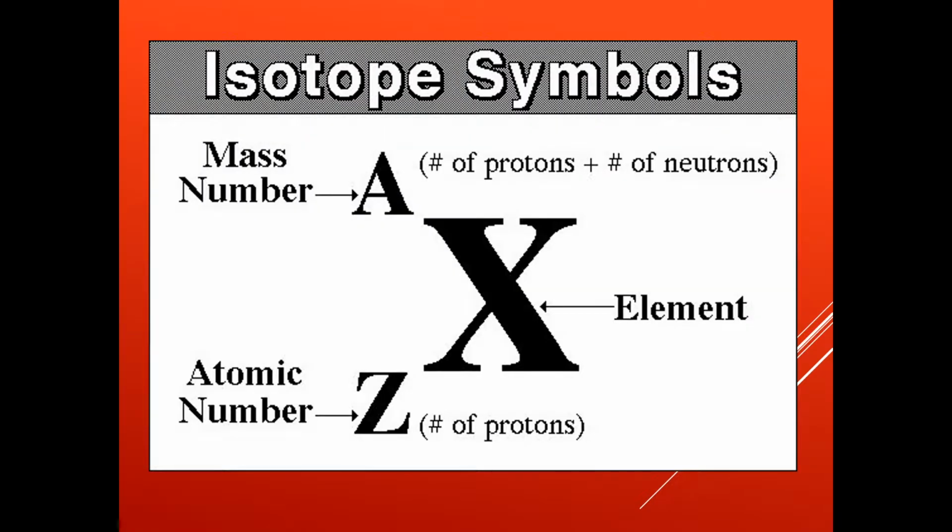I highly recommend writing this down. So this is how we write elements. We have a symbol. The element symbol here is just an X right now. On the top left, we have the mass number. Mass number is equal to the number of protons plus the number of neutrons. And then on the bottom left, we have the atomic number. The atomic number is the number of protons.